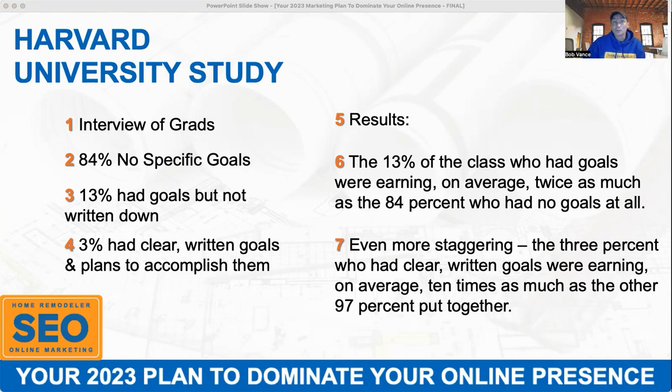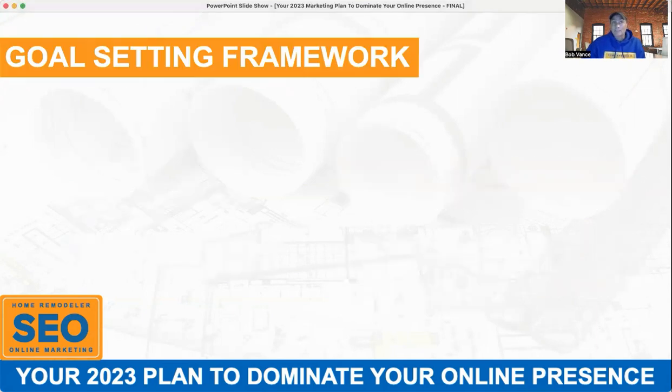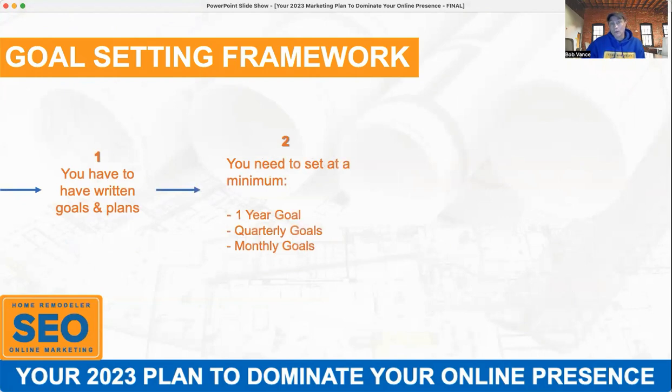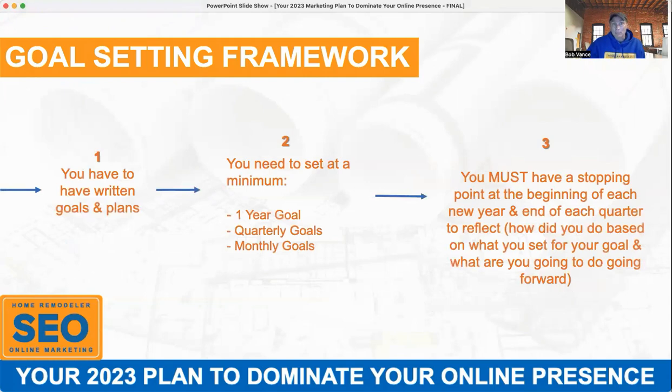give you guys that 10x advantage by giving you a little space to get clear right now on where you want to end 2023 and help you reverse engineer that plan and have something written down that you can keep working and pressing forward towards. My goal setting framework is obviously to have written goals and plans. You need to set a minimum of a 1-year goal, of quarterly goals, monthly goals, and then you have to have a stopping point. And this is where I find most people miss.